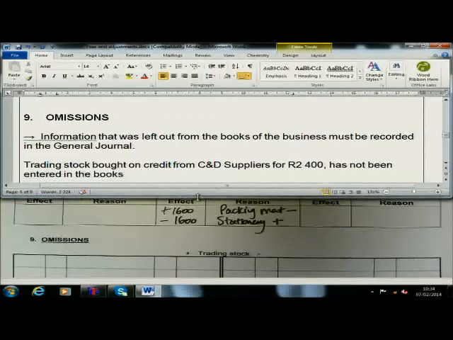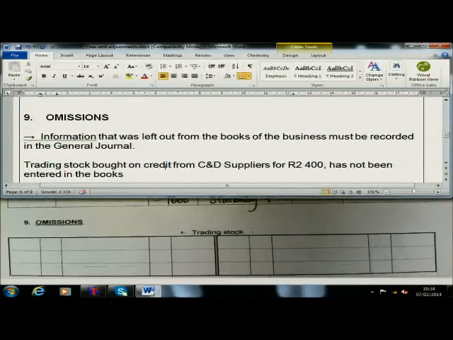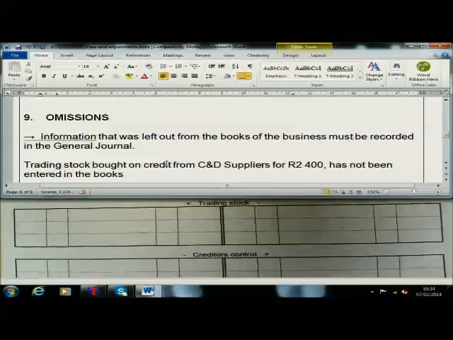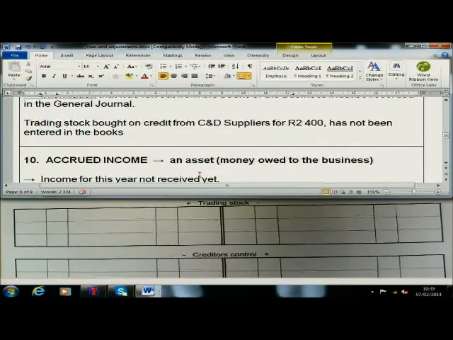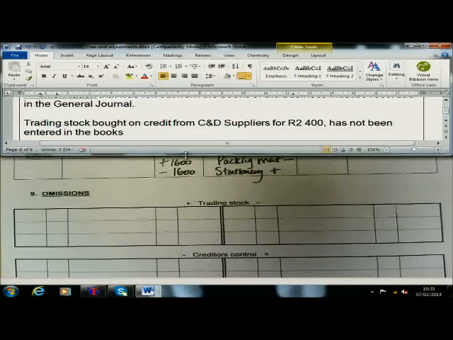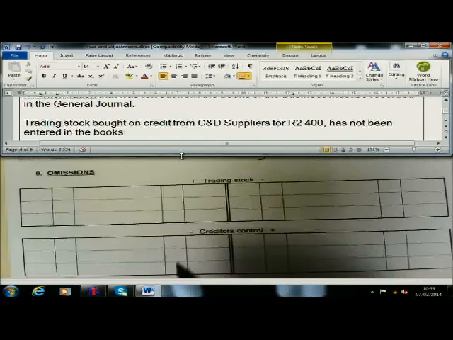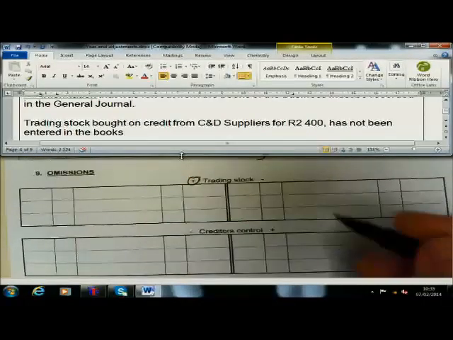Omissions. Number 9 there, omissions. Information that was left out from the books of the business must be recorded in the general journal. So that means that we bought something or we sent back something, we didn't record it, and now that you call an omission. There's our adjustment. Trading stock bought on credit from C&D Supplies for 2,400 Rand has not been entered in the books. We've got more trading stock.